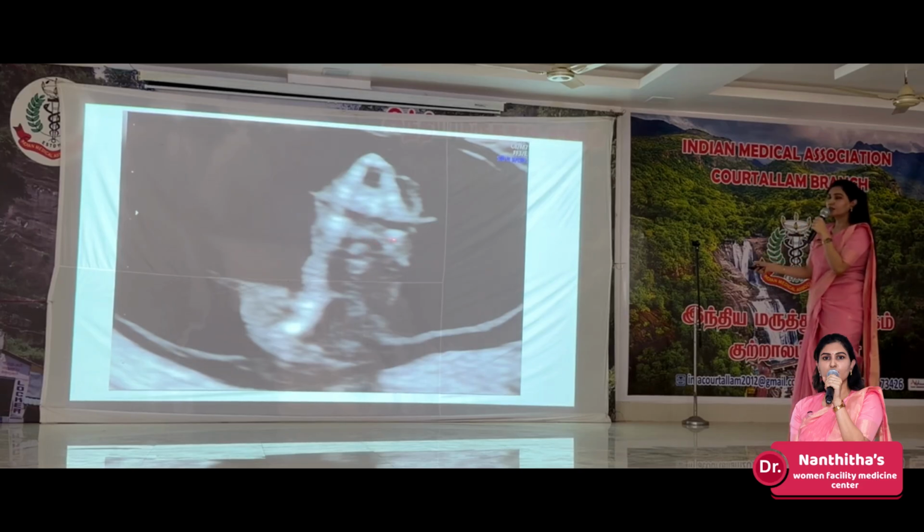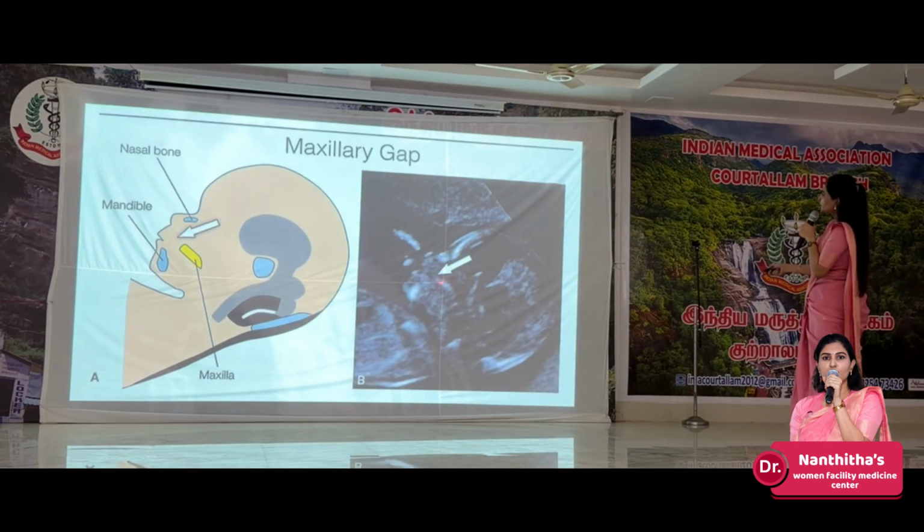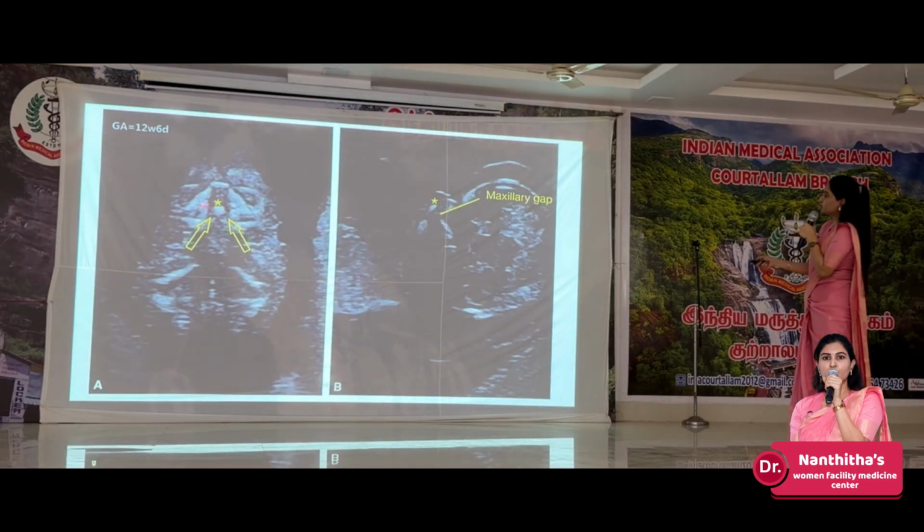You can remember, there should be a mandibular gap and there shouldn't be a maxillary gap. So if you see a maxillary gap, there is a risk of palatine defect. As you can see in the axial, this is a case of bilateral cleft palate. You can see it in both axial and sagittal.